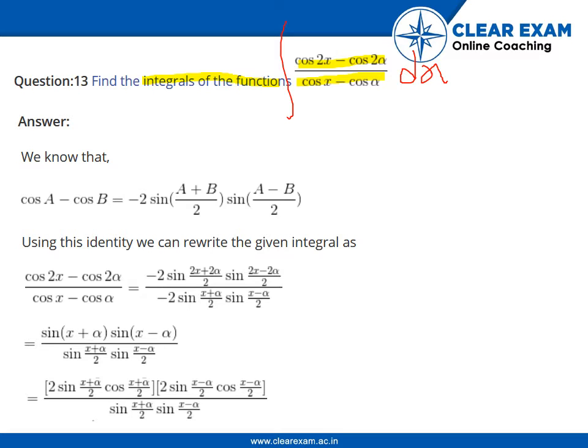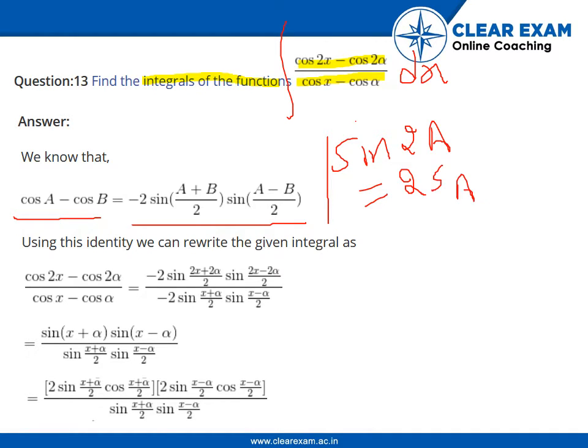And the trigonometric identity that we are using is cos A minus cos B is equal to minus 2 sin (A plus B) by 2 sin (A minus B) by 2. And the other identity that we will use is sin 2A is equal to 2 sin A cos A. These two identities are the ones we are going to use in this question.